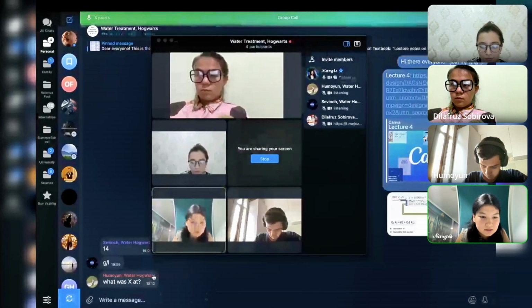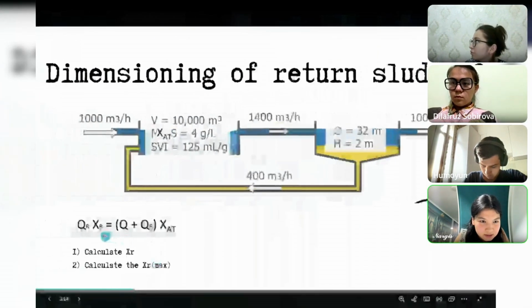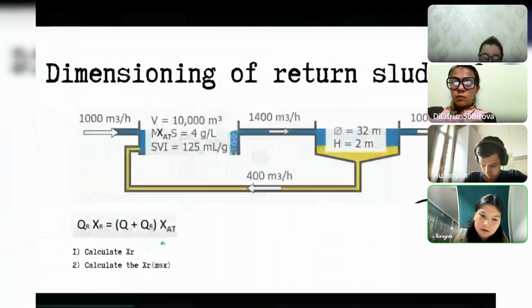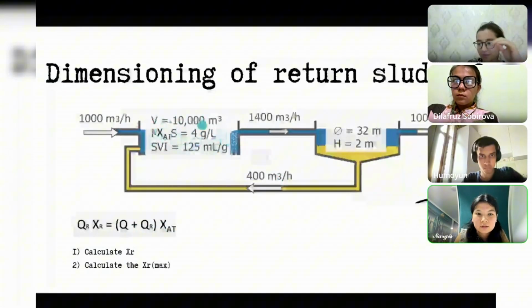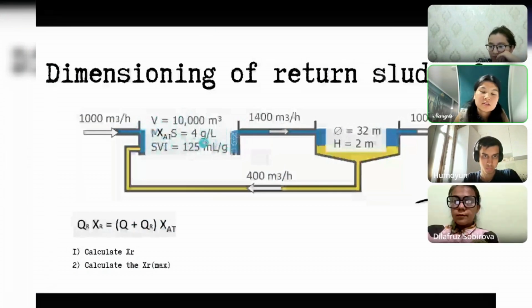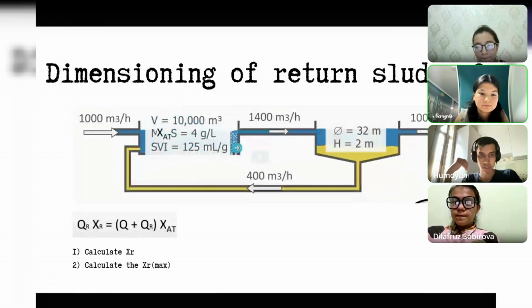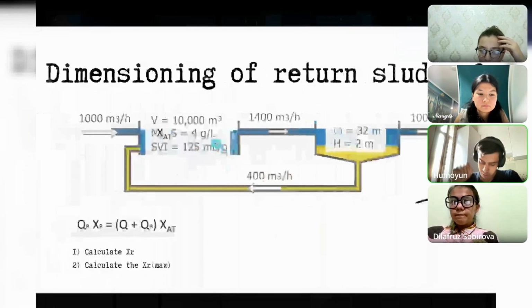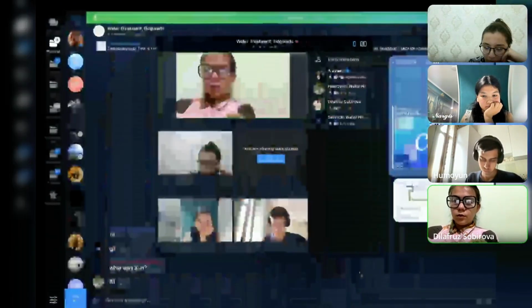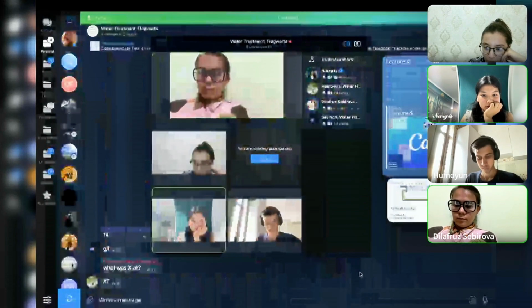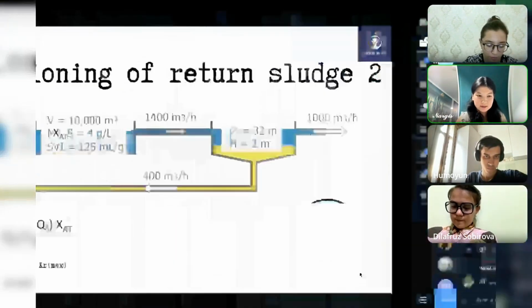Yes, it's 14. What was X? Which X? XR or XAT? XAT is 4. XAT is the concentration of sludge, meaning bacteria, inside of the biological treatment unit, the aeration tank. XR is the concentration of bacteria in the return sludge, this yellow stuff, and you need to find this XR. Yes, I also got 14. Great.